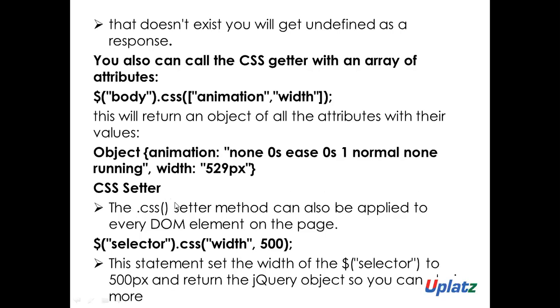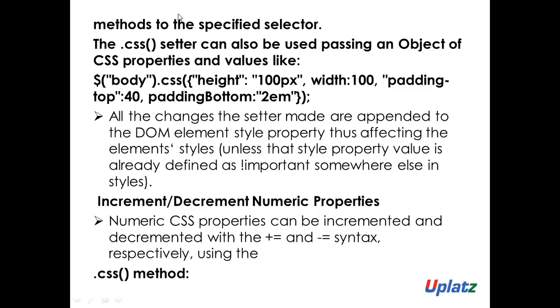With the help of CSS setters, I have a setter method that is applied to every DOM element on my particular page. So selectors.css will set the width of a selector to 500 pixels, and then it will return a jQuery object so that you can explore more on that. The CSS setter can also be used by passing an object of CSS properties and values, like body.css with height, width, padding and padding bottom. All the changes of the setter mode are appended to the DOM element style property, and thus it is affecting the element style which is already defined somewhere else in the particular style.